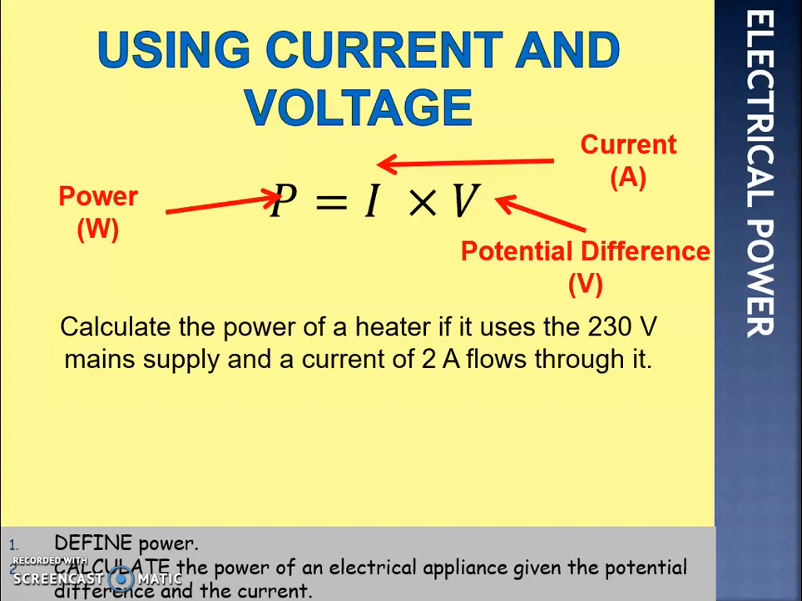Okay, so we've got our equation there. P equals I times V. I is 2 amps, V is 230, so it's 230 times 2, giving us 460 watts.